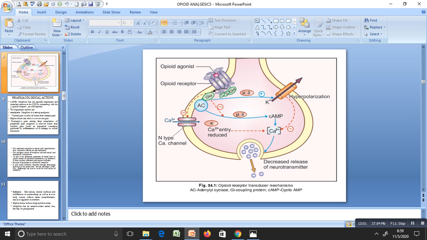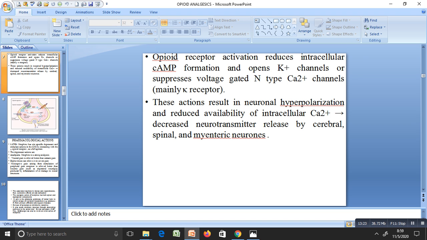Next, here also we can put a negative symbol, that is it inhibits the calcium channel. Since it inhibits the N-type calcium channel, calcium entry is reduced. Next, it opens the potassium channel. Since it opens the potassium channel, there will be hyperpolarization. All these things lead to decreased neurotransmitter release by the cerebral, spinal, and myelinic neurons. Hope you are clear with the mechanism.